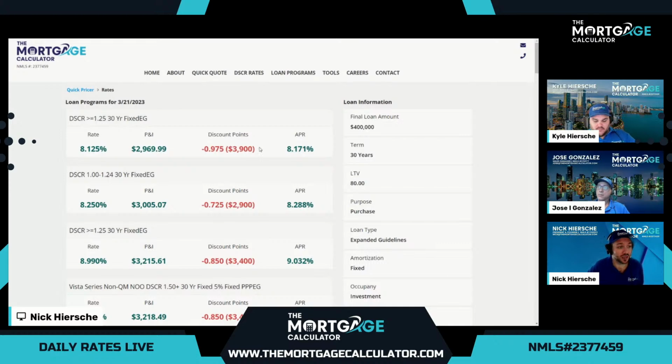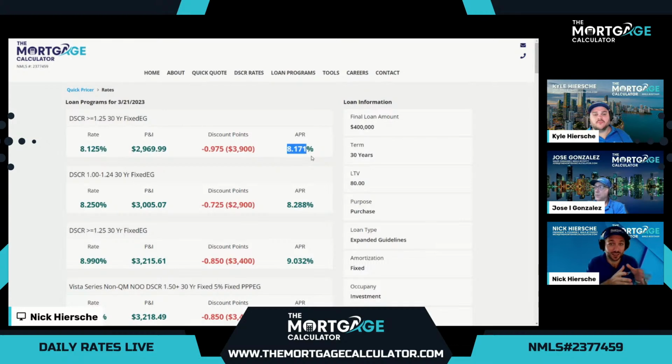So looks like we got some great options here, about the same as it was yesterday. The non-QM stuff doesn't move as rapidly as the conventional stuff. So I think this is the same as yesterday, 8.125 rate for 0.975 discount points and cost for a final APR of 8.171. So remember, the APRs for the conventional programs were in the sevens. Now we're just in the low eights on the APR, so very comparable for a DSCR program to a conventional investment. That's why we love to present these options to our investors.